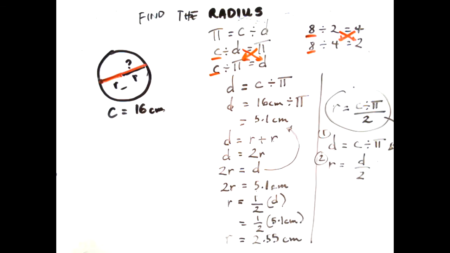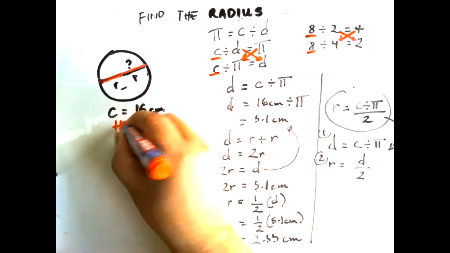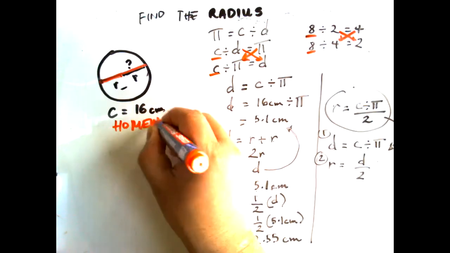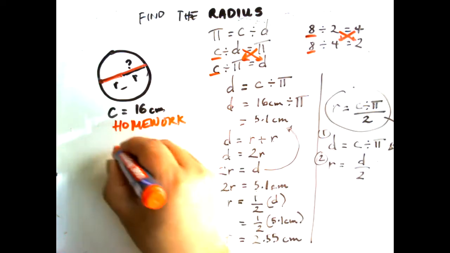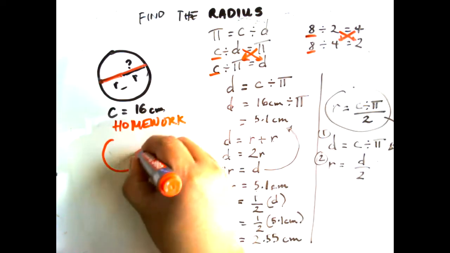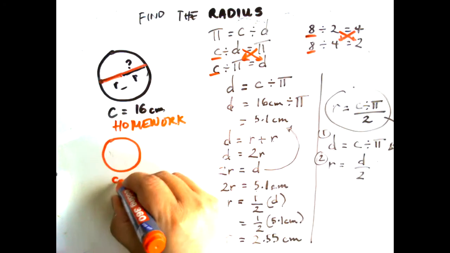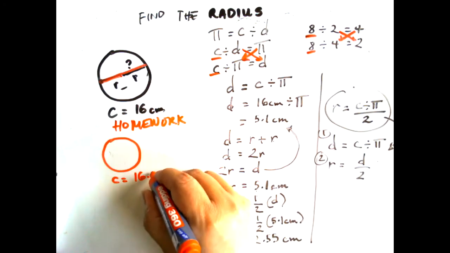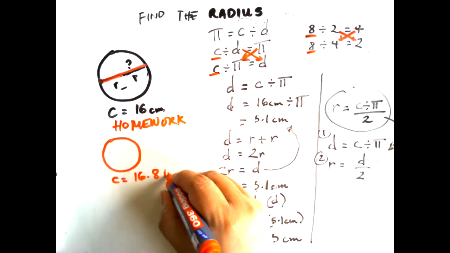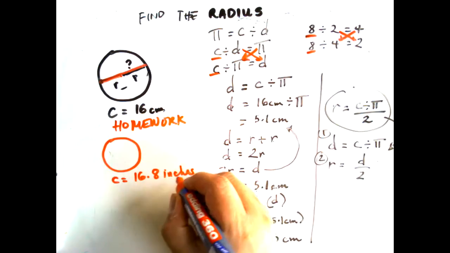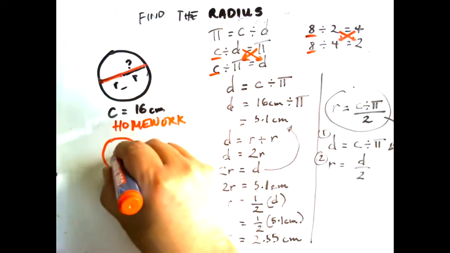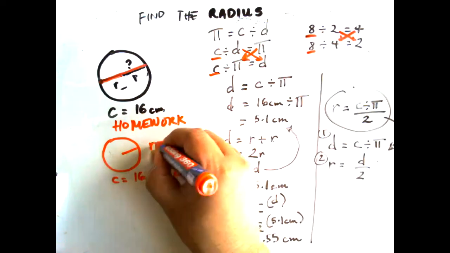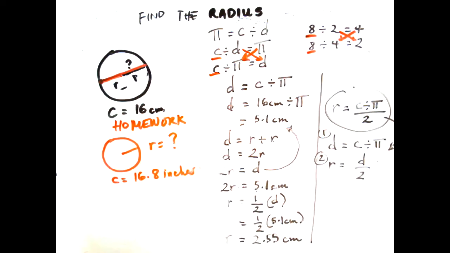I'll give you some homework. Homework is, if you have a circumference of 16.8 inches, find the radius of the circle.